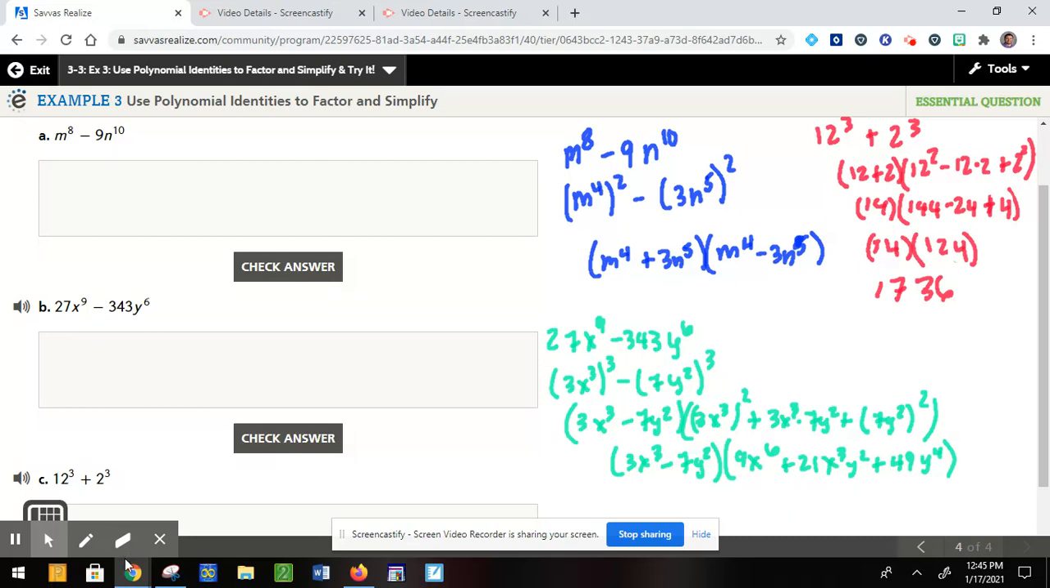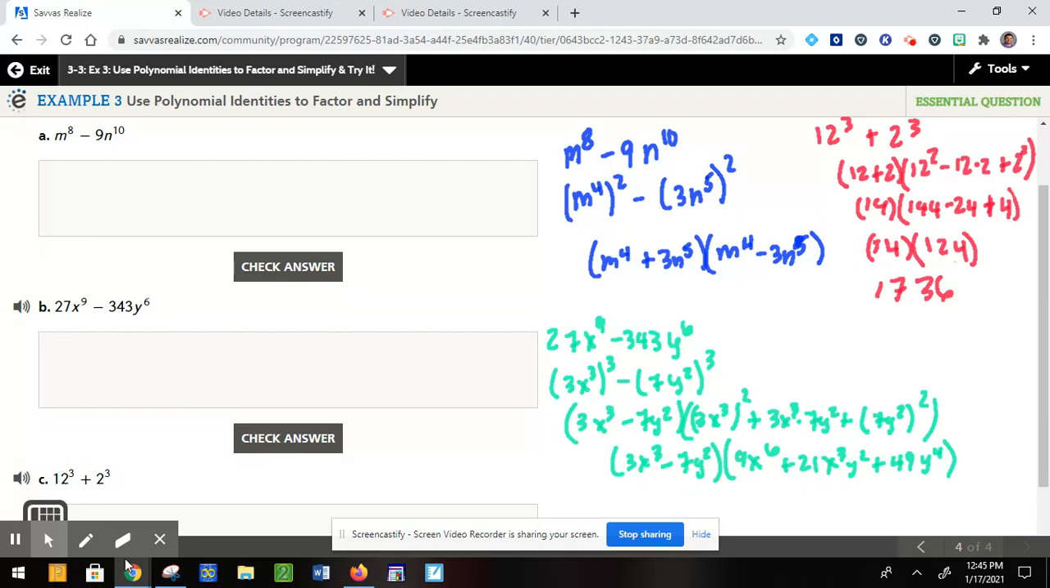Part B is a difference of cubes. The cubes are 3x cubed minus 7y squared, cubed. So when you substitute that into the formula, remember it's a minus b, so a is 3x cubed, b is 7y squared, times a squared. So you've got to do 3x cubed, squared. Parentheses are important here because you need to square the 3.